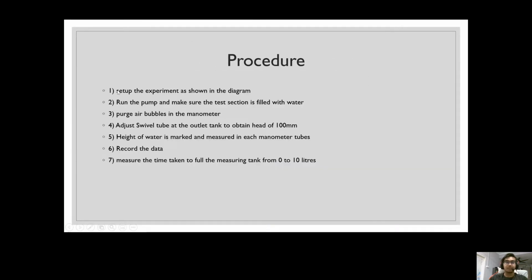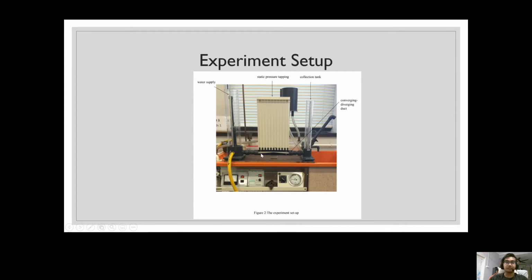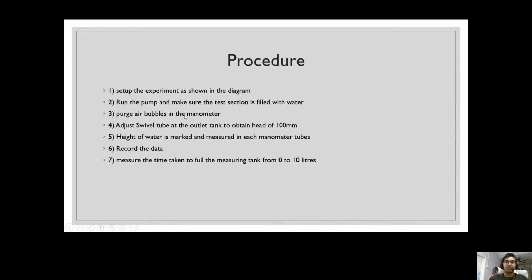The procedure is first to set up the experiment as shown in the diagram. Run the pump and make sure the test section is filled with water. This is the test section. Remove bubbles in the manometer. Adjust the swivel tube at the outlet tank to obtain a head of 100 mm. The height of water is marked and measured in each manometer tube. Record the data. Measure the time taken to fill the measuring tank from 0 to 10 liters.